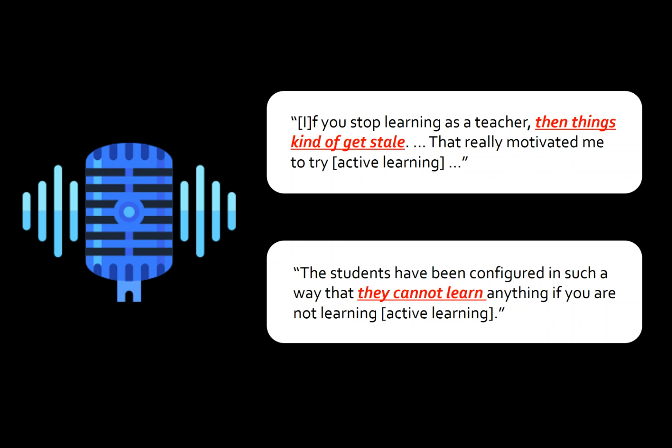So my first graduate student is quoted saying, "If you stop learning as a teacher, then things get kind of stale." That really motivated me to try active learning, right? And so this graduate student is saying, "I'm motivated to engage with active learning because I don't want to be a stale teacher," right? The focus is on the instructor themselves to engage with active learning. Or my second graduate student is quoted saying, "The students have been configured in such a way that they cannot learn anything if you are not learning or using active learning in your classroom." So still highly motivated to engage with active learning, but the emphasis is all on the students.